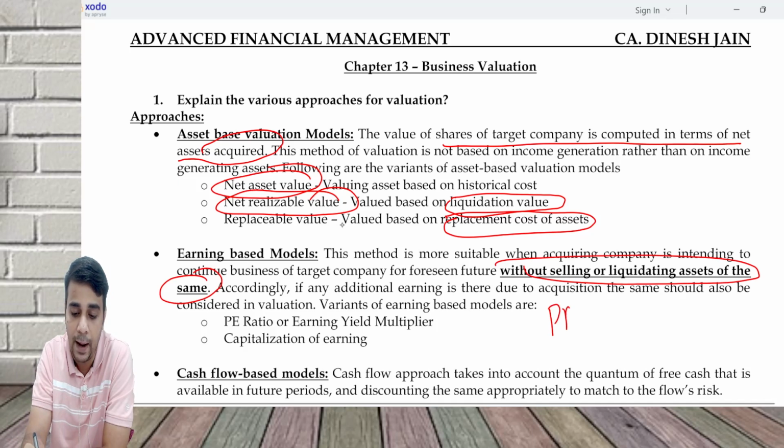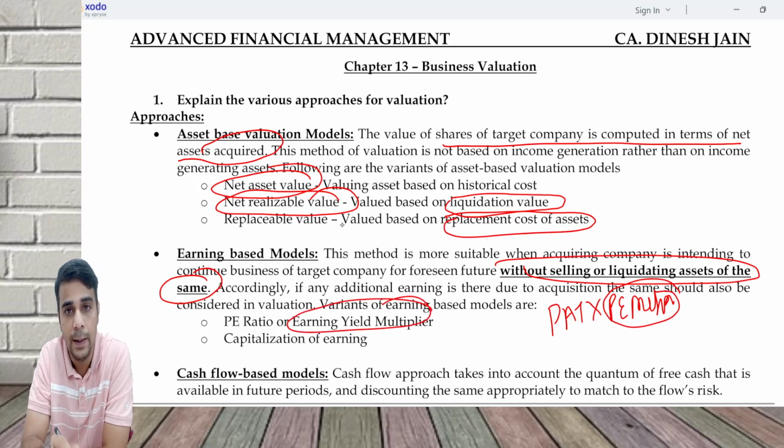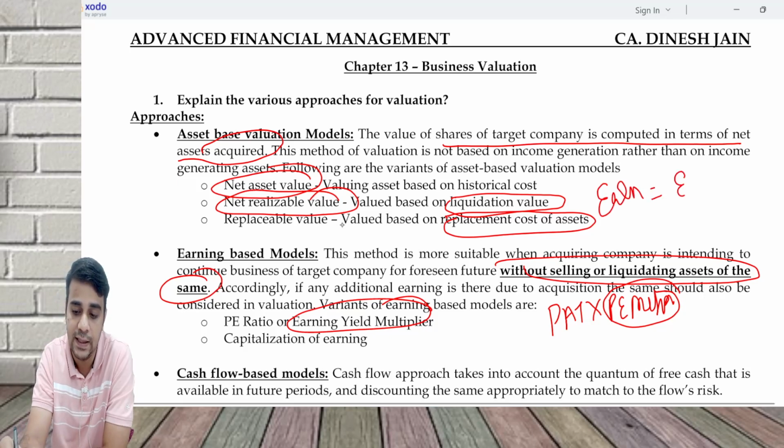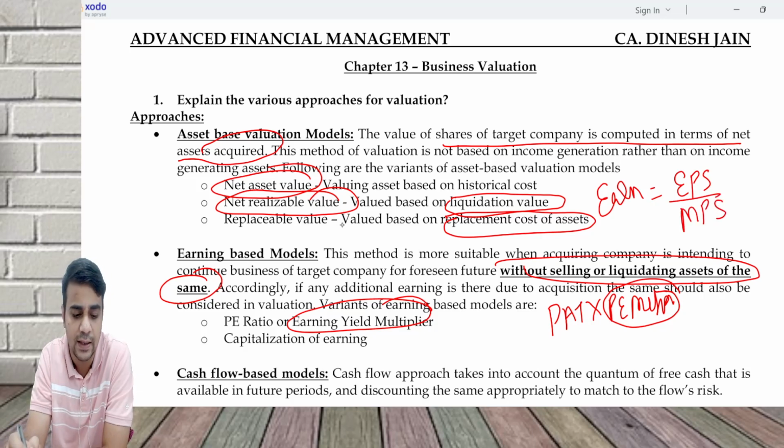One, you can take PAT into P/E multiple. The inverse of the P/E multiple is called earning yield. When you do 1 by P/E multiple, it can be called the earning yield of a company. The earning yield formula is EPS by MPS, and the P/E multiple is MPS divided by EPS. The other approach is the capitalization of earning method, where you take the future maintainable profit and divide by a capitalization rate.